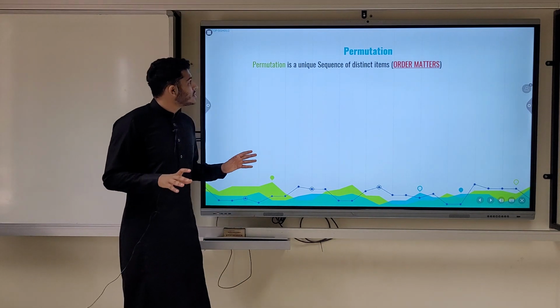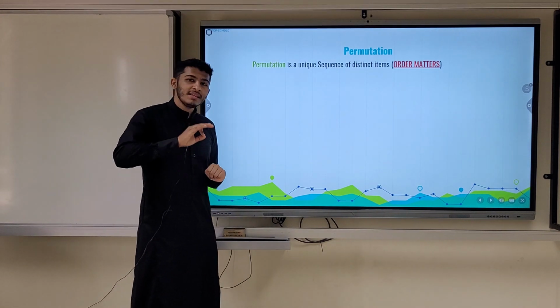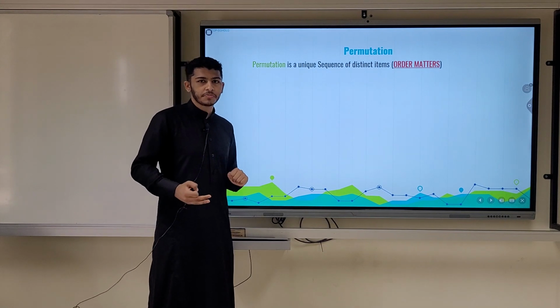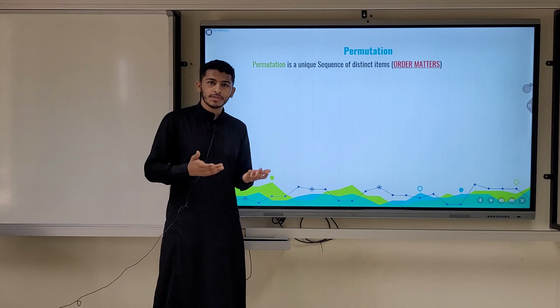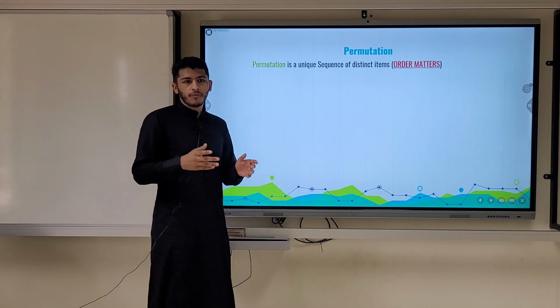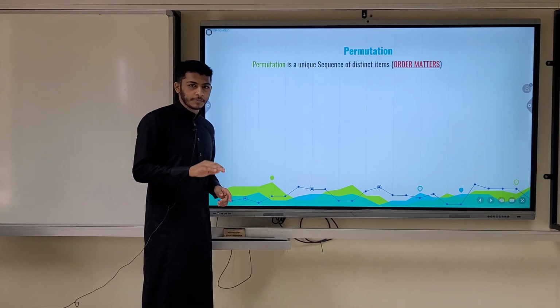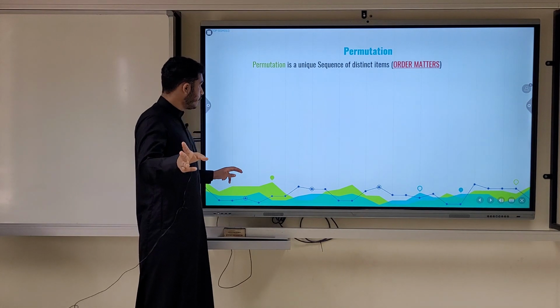So in this case, we use permutation to find the number of ways we can arrange these books, because they are all distinct, they are all unique, and they have different sequences if you flip them together or if you switch one's place with the other. So we have 3 formulas for them.